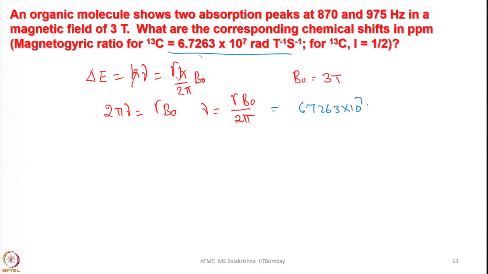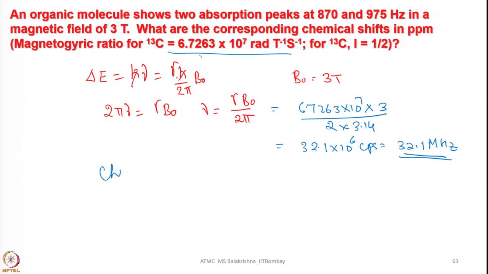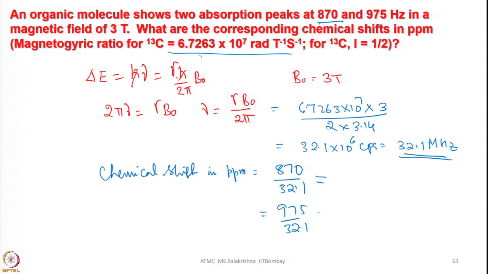6.7263 into 10 to the power of 7 into 3 over 2 into 3.14. Approximately this comes around 32.1 into 10 to the power of 6 cps, which equals 32.1 megahertz. This is the field strength now. So calculate the chemical shift in ppm. 870 is given here, so first 870 divided by 32.1, and then 975 divided by 32.1 will give you the corresponding values in ppm. That one is 27.1 ppm, and this is 30.4 ppm. So this is how one can do the calculation.